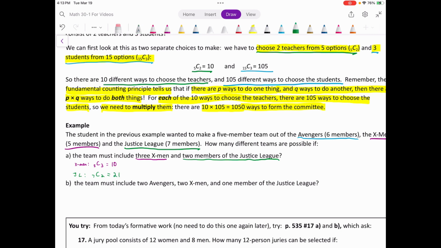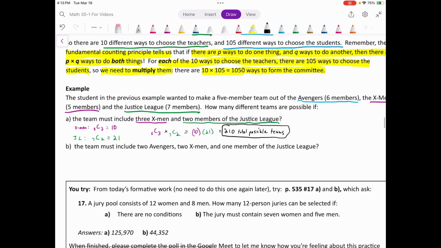So the total number of ways, like I said, it's just going to be 5 choose 3 times 7 choose 2, giving us, like we have already calculated, 10 times 21, or 210 different teams that satisfy these conditions, right? There are 210 different ways to make this team if it has to have 3 X-Men and 2 members of the Justice League.